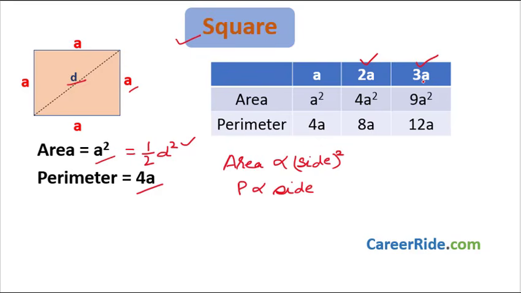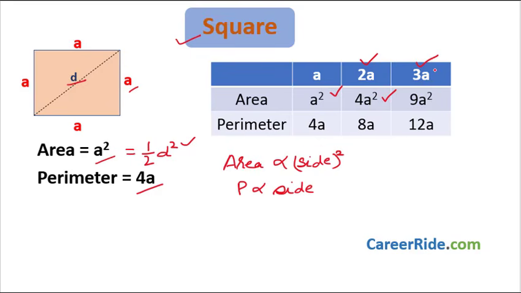Now if you know just this simple concept, you can solve this question within 10 seconds. Otherwise you would just keep computing. Now we know that the area is directly proportional to side square. So in the first case, look here at the table, it would be a square, but if the side is doubled, what happens? The area becomes 4a square.